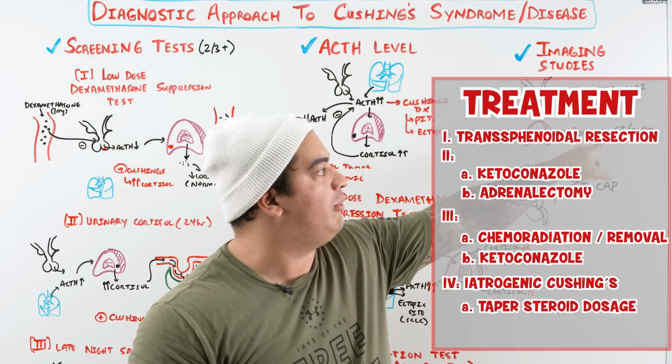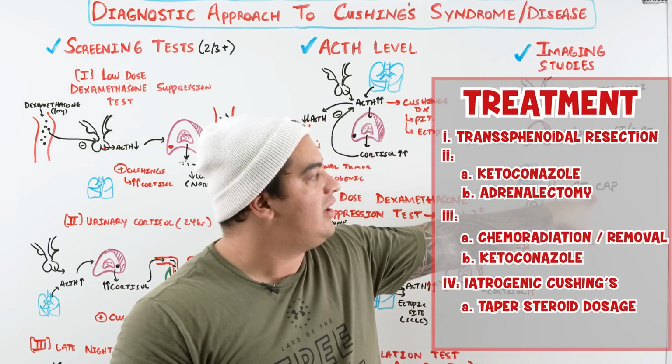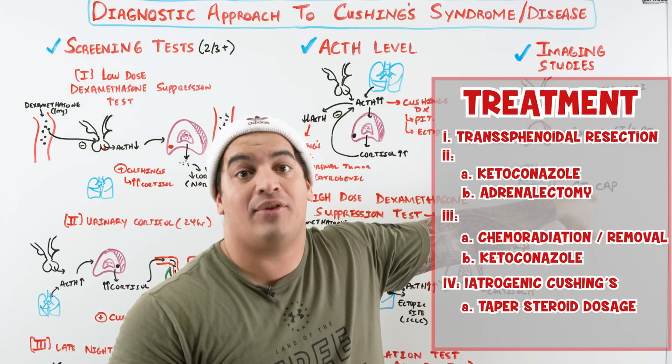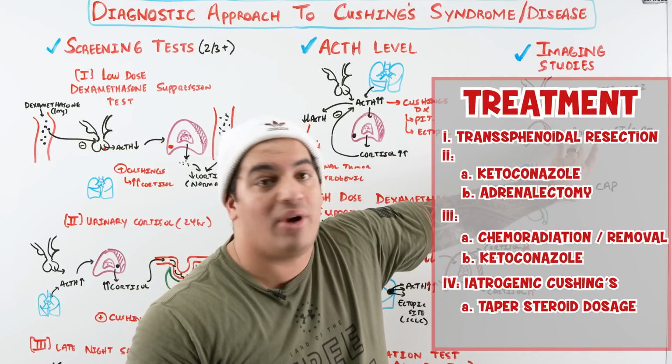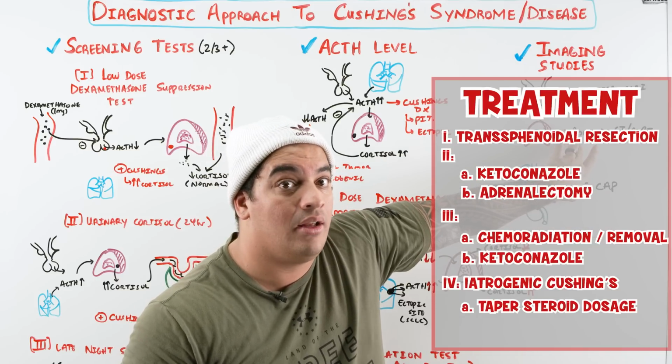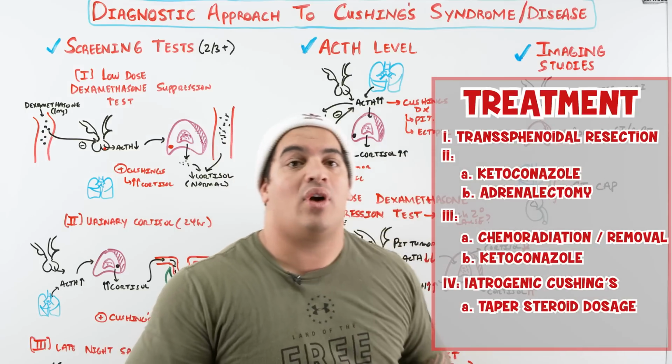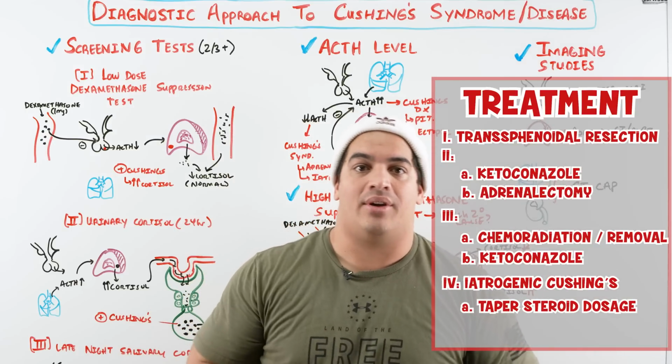Cut the pituitary tumor, cut the adrenal tumor, cut out or chemoradiation for whatever tumor is causing ectopic ACTH production. In the interim, suppress cortisol production for these 2 with ketoconazole, and if it's due to chronic steroid use, you just taper the steroid dosage.